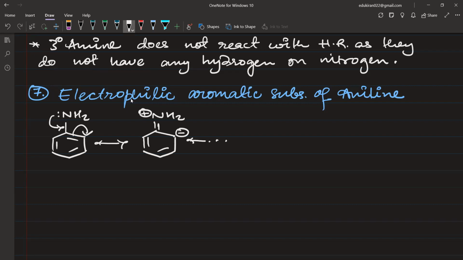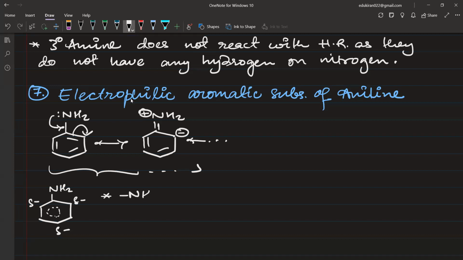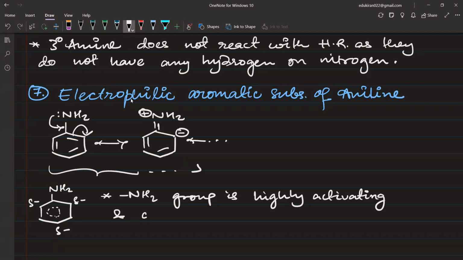Similarly, you will get other resonating structures where you will have a negative charge on the para position and again an ortho position, and you will get a resonance hybrid structure. Delta negative here, here, and here, in both the ortho position and the para position. Now, please write: NH2 group is highly activating and ortho para directing.